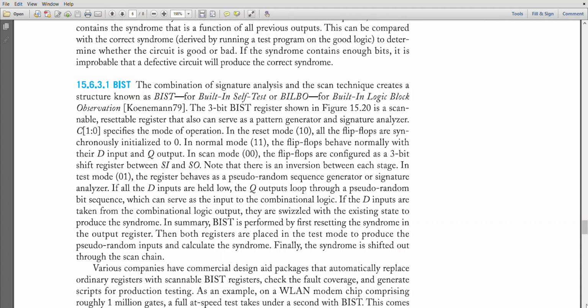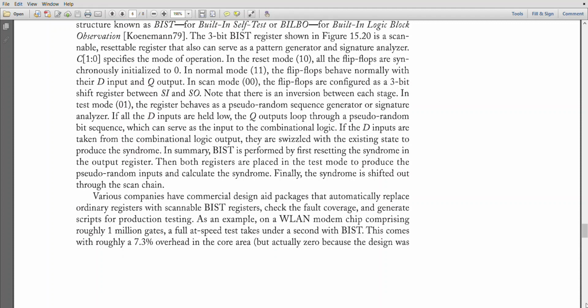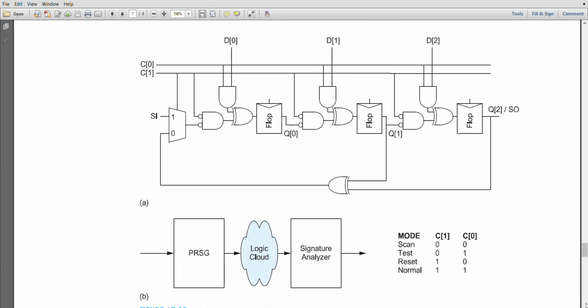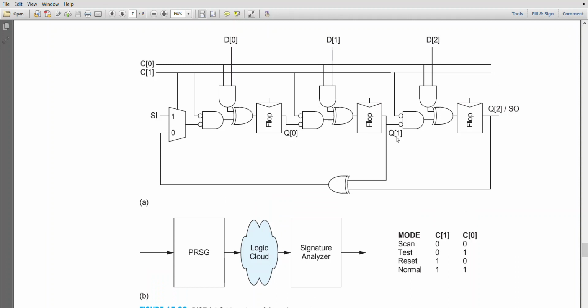So built-in self-test: the combination of signature analysis and the scan technique creates a structure known as built-in self-test. Okay, so BILBO, the built-in logic block observation register, was proposed by Koenemann in 1979. The 3-bit BIST register shown in figure 15.20 is a scannable, resettable register that can serve as a pattern generator and signature analyzer. It specifies the mode of operation. Let us see the diagram. This is the built-in self-test technique, with a 3-bit register used in a system.